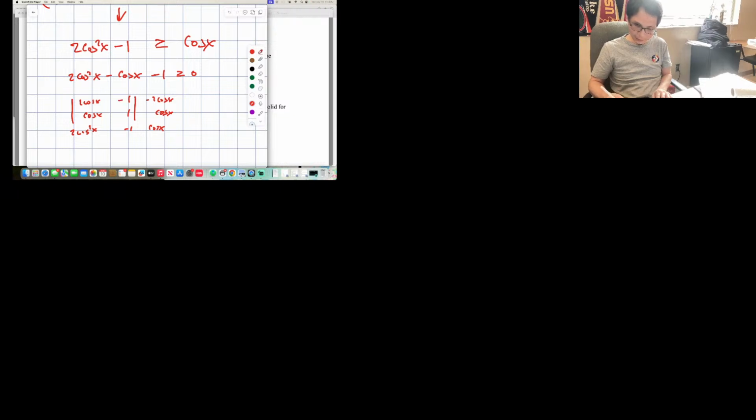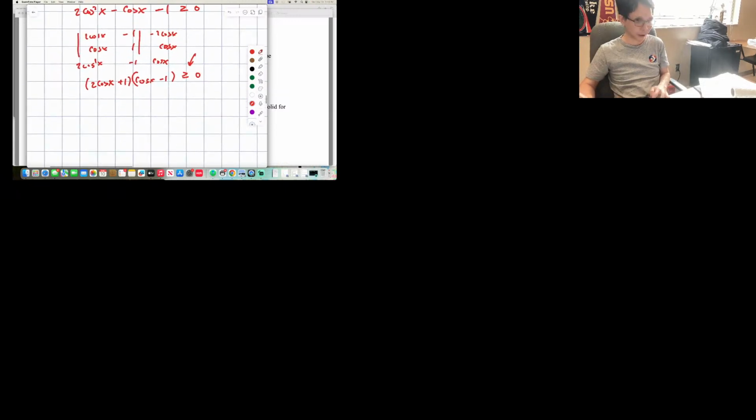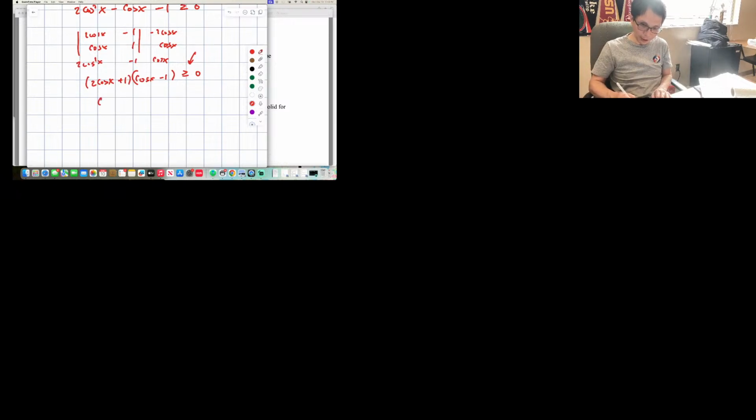Top one's negative. Okay, so that's going to be 2 cosine of x plus 1 times cosine of x minus 1 is greater than or equal to 0. This is a polynomial inequality. You need a number line test. So you need to solve for this. Cosine of x equal to negative 1/2. Cosine of x equal to 1. x equal to what? Ask Emma. What do you think, cosine of x equal to negative half?